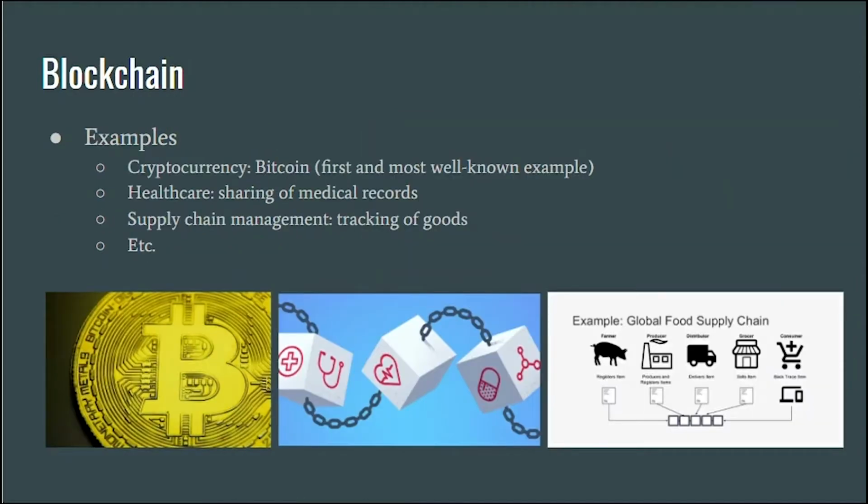The first and most well-known example of blockchain is Bitcoin, which is a cryptocurrency. There are more use cases or examples of blockchain, such as in healthcare and supply chain management. Blockchain is a fast-growing field and will impact more industries in the future.